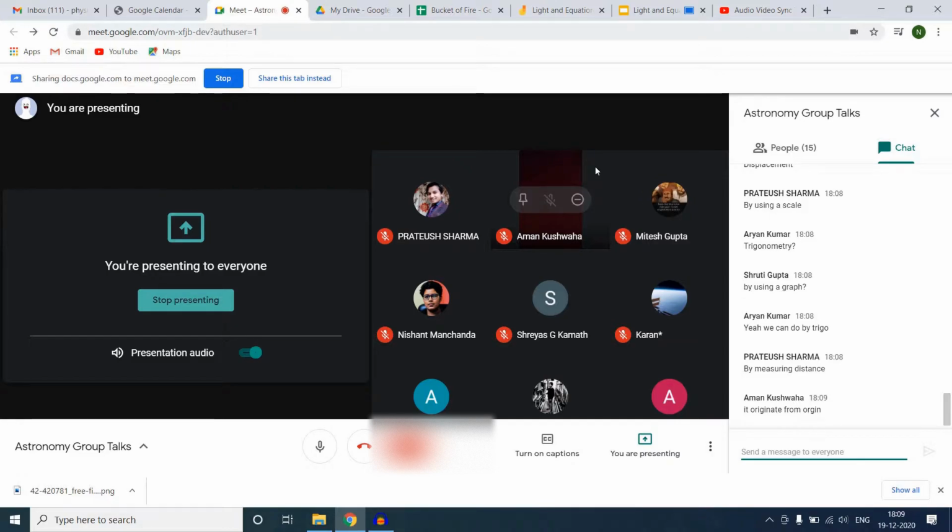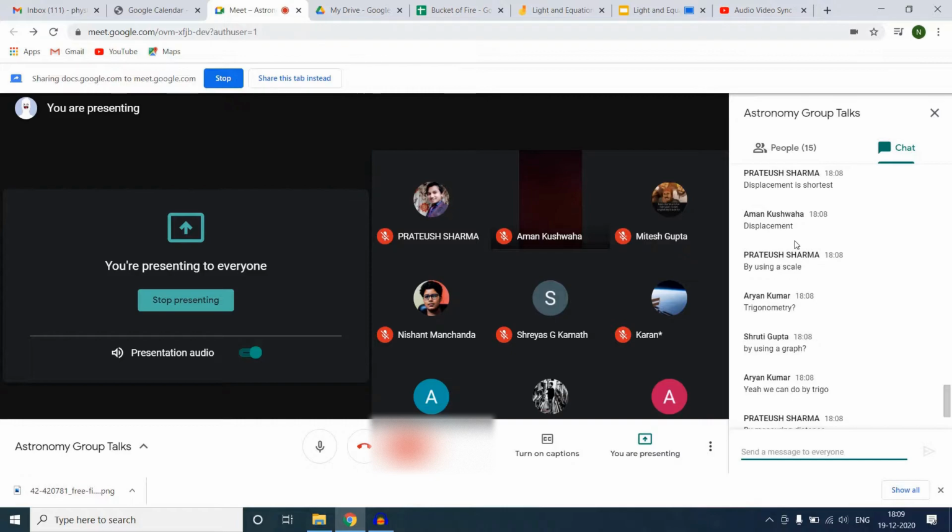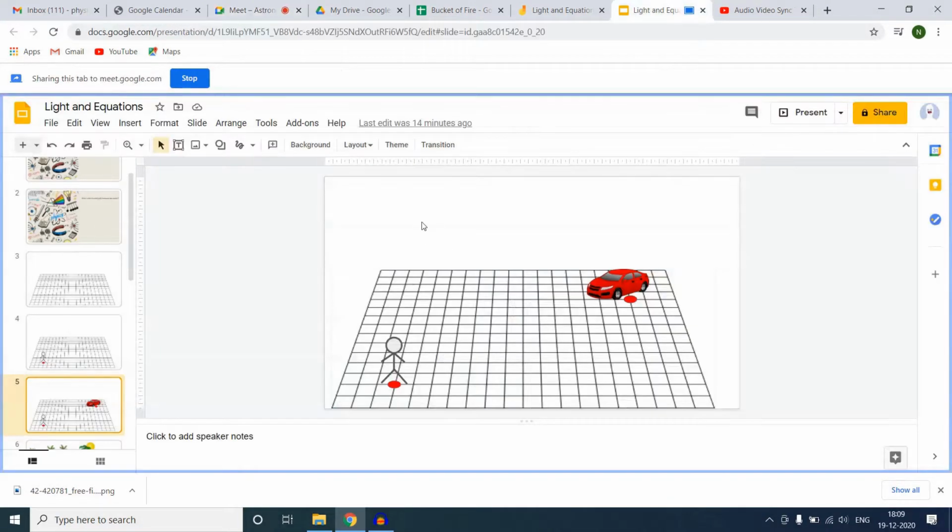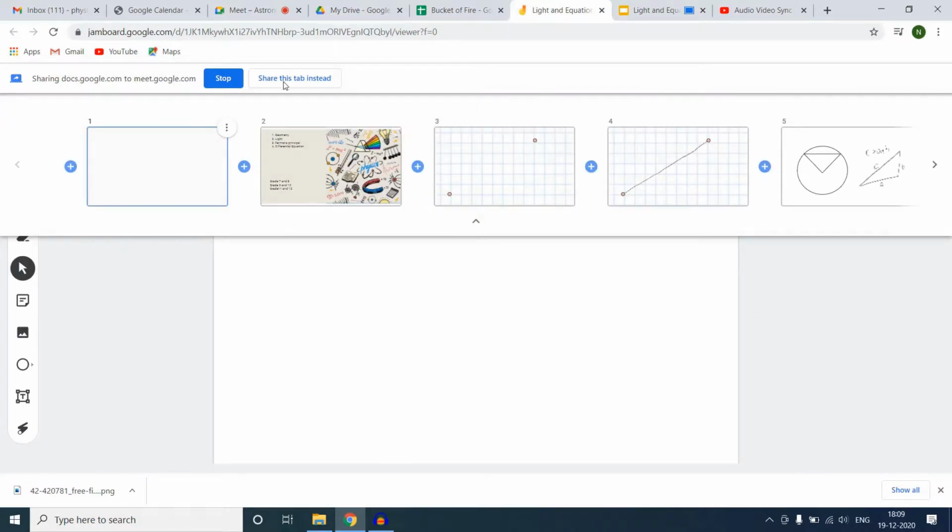It originates from the origin. Not necessary, Aman. It could be anywhere on the graph point. So let's look at that first. Alright, so let's look at that. Where is the share this tab?